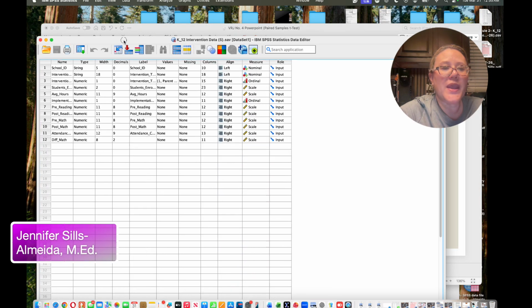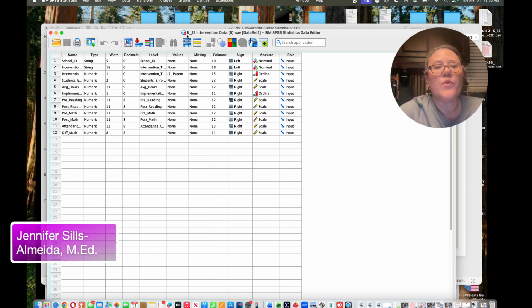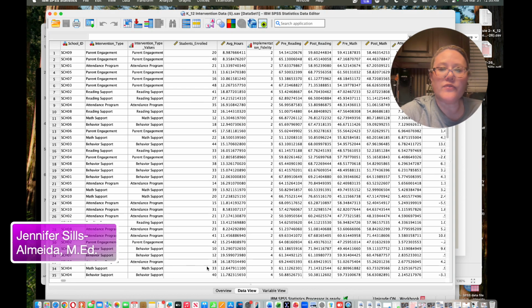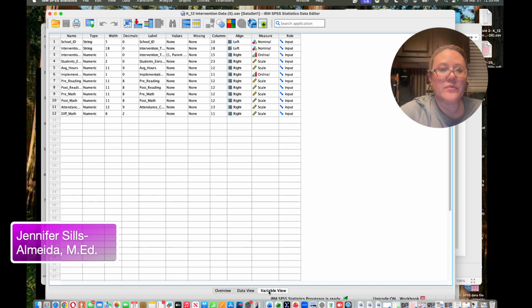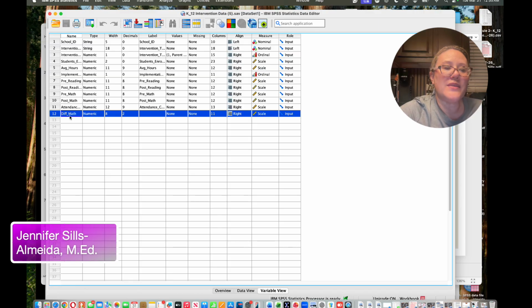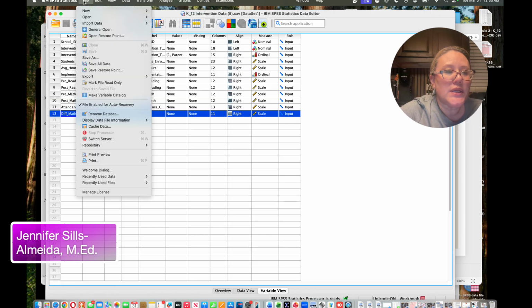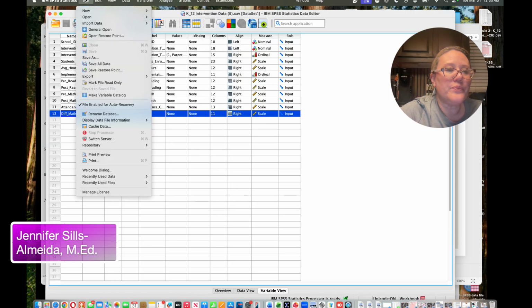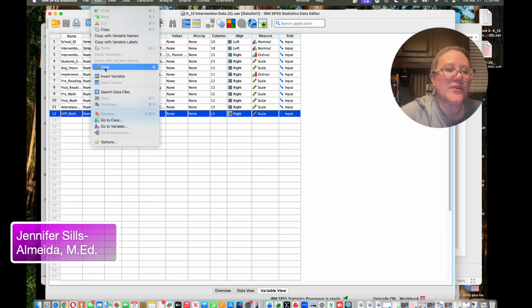Okay, so what we have here is the data for the K through 12 intervention data. Over here, we're going to be looking at the data view. This is all the information that we have. The variable view is going to show the information. The diff math variable is what we're going to be working with. So what I want to do is get into the screen and show you exactly how to do that. When we go to Transform, edit, I would like to clear it out first.